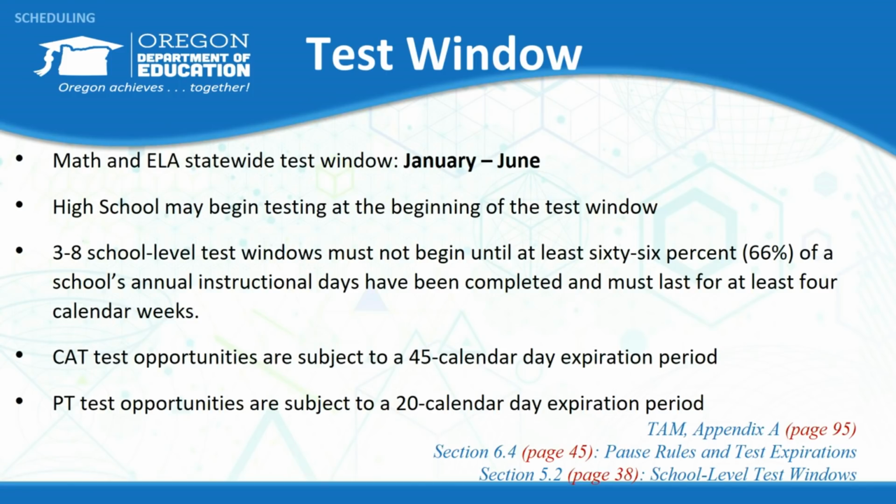The 2018-19 ELA and Mathematics statewide test window runs from January 8th through June 7th, 2019. Grades 3 through 8 test windows must not begin until at least 66% of a school's annual instructional days have been completed and must last for at least 4 calendar weeks. High school testing may begin earlier according to the district set test window. Please contact testing help or your school test coordinator for information regarding high school testing.